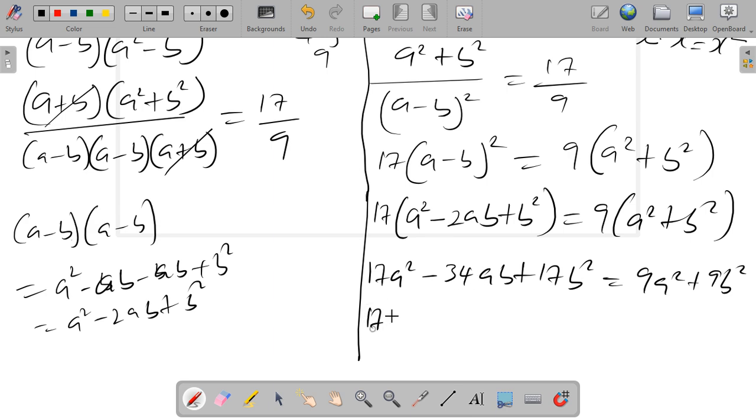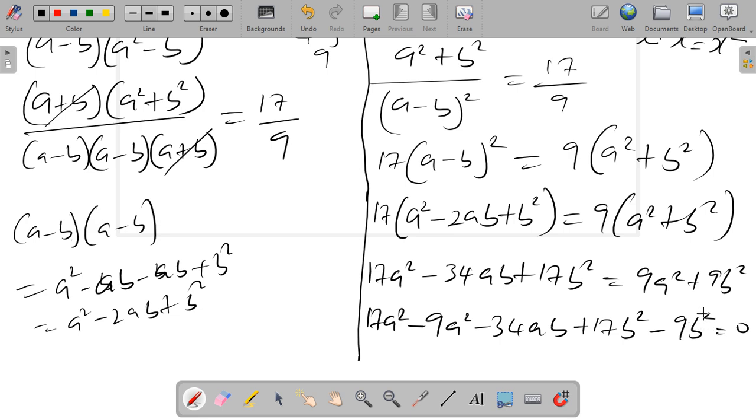17a squared minus, look at another a squared, so minus 9a squared. Then I'm going to have plus, let me leave this one that is already here first. Let me leave the 36. So I'm going to have minus 34ab, then plus 17b squared. This one coming to this, I'm going to have minus 9b squared is equal to 0.